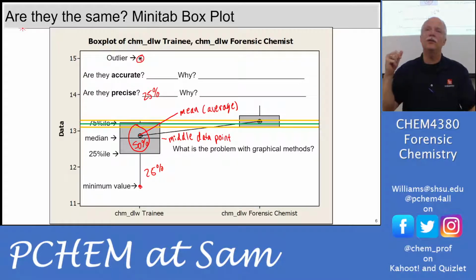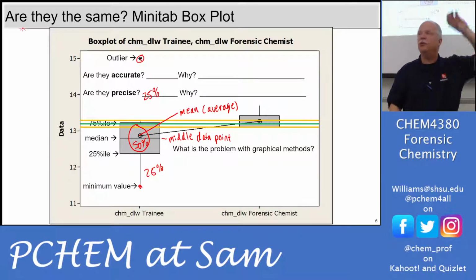Let's focus on the numbers. What kind of numbers are missing from this? It's a graphical thing. We see a y-axis that tells us our value, which is % cocaine in the sample. But we're missing a lot of numbers in this chart. What are some of the numbers we're missing?